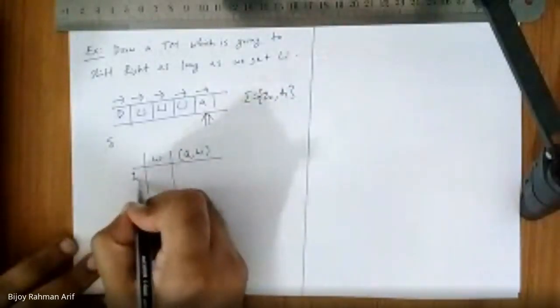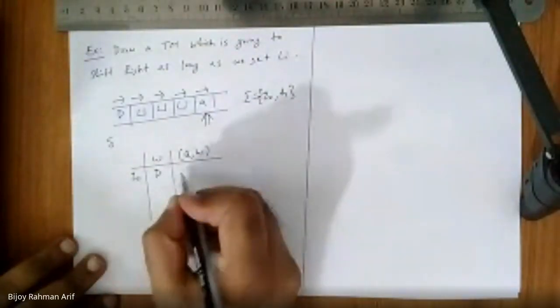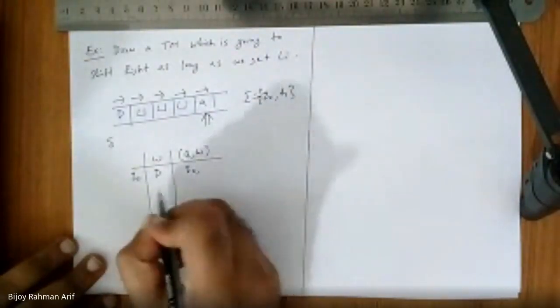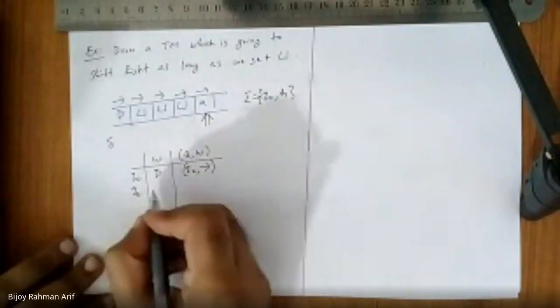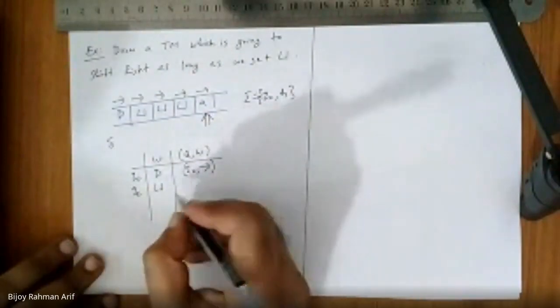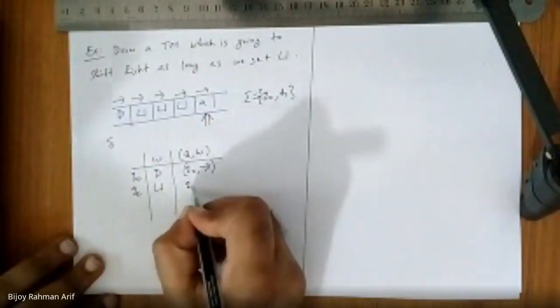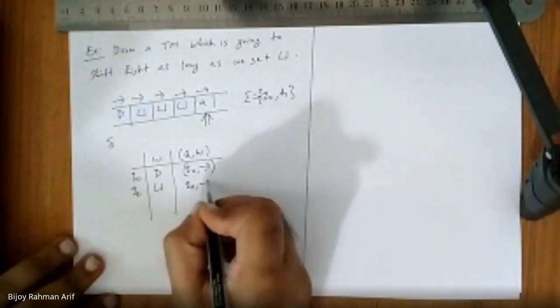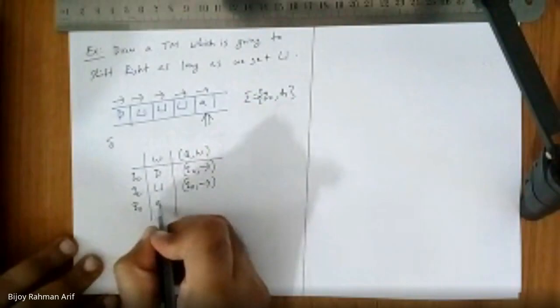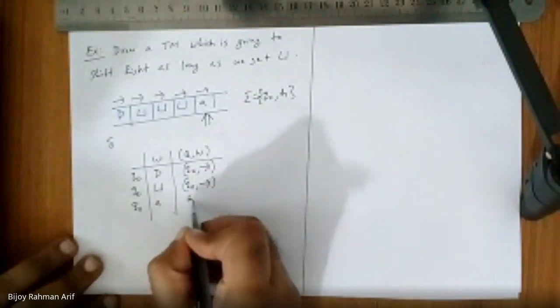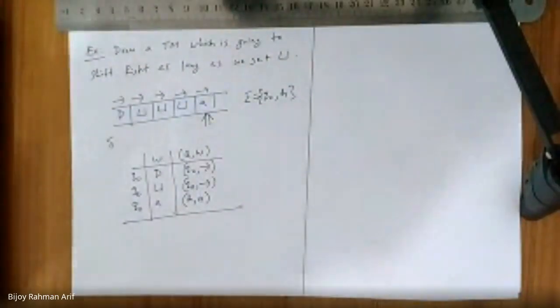So I'm at Q naught. I get a blank, delta. I'm going to keep remaining in Q naught and shift right. Then I'm in Q naught, I get a blank. I'm going to still remain in Q naught and move to right. Then I'm in Q naught, getting an A. What am I going to do? I'm going to halt in state and keep remain A. Good, very good.